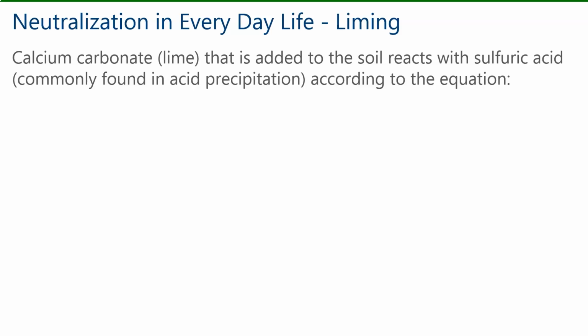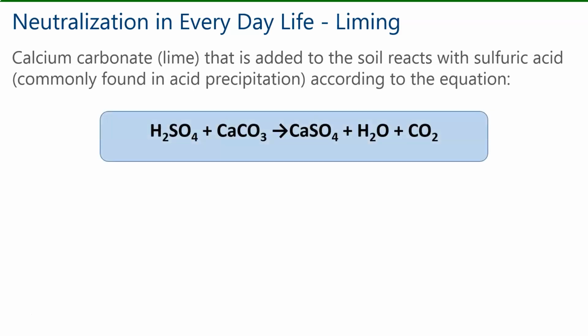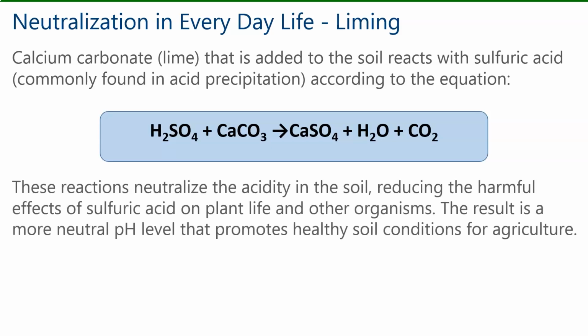Calcium carbonate, also known as lime, that is added to the soil reacts with sulfuric acid, commonly found in acid precipitation, according to the equation H2SO4, sulfuric acid, plus CaCO3, calcium carbonate or lime, gives us CaSO4, calcium sulfate, plus H2O, water, plus CO2, carbon dioxide. These reactions neutralize the acidity in the soil, reducing the harmful effects of sulfuric acid on plant life and other organisms. The result is a more neutral pH level that promotes healthy soil conditions for agriculture.